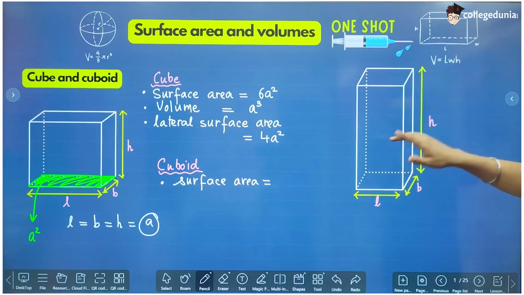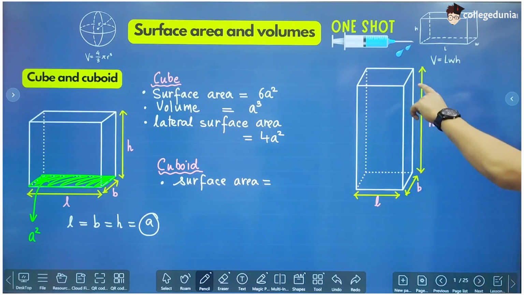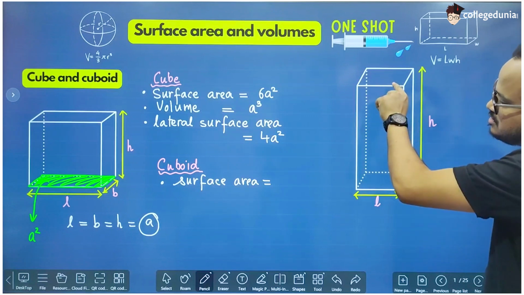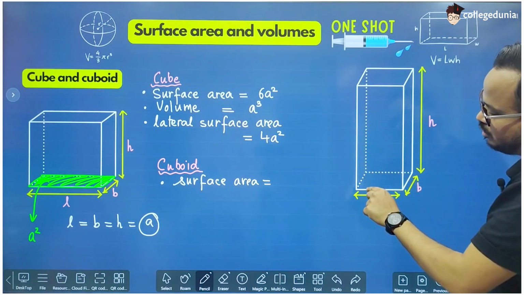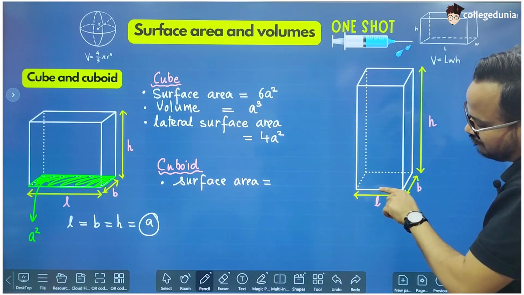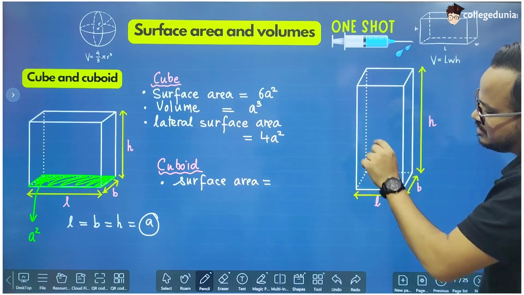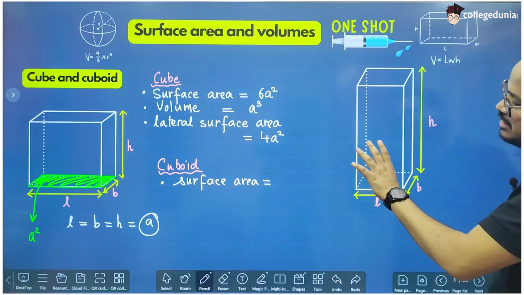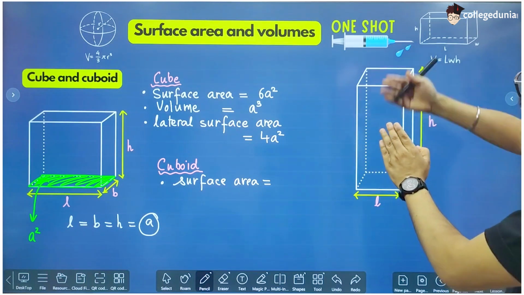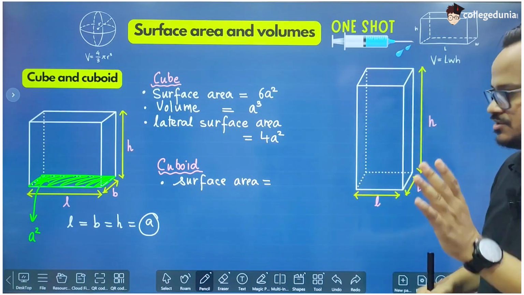For example, the area of this particular face. This face, the area of this face is what? The length of one side of this face is L and the length of other side is H. So area of this face is L into H, and similarly the area of the face opposite to this one is also L into H.